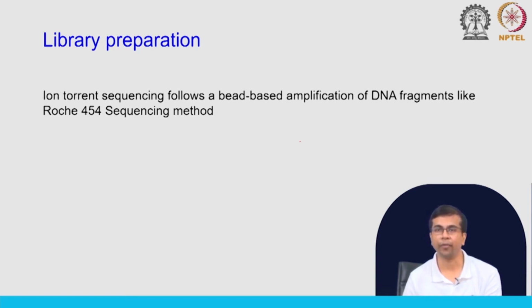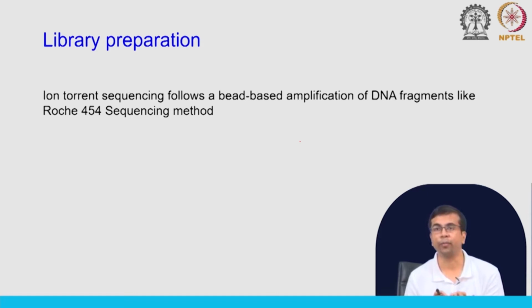In library preparation, we again follow the bead based amplification that we have seen in 454. If you remember from the 454 class, we talked about these beads where you have some oligos or probes already attached, and the DNA molecules come and prime, forming a double strand, and the complementary strand is synthesized. Through emulsion PCR we generate multiple copies of the same DNA fragment on a bead. We follow exactly the same procedure here. We have these beads, we have emulsion PCR and we get multiple copies of the DNA molecule.